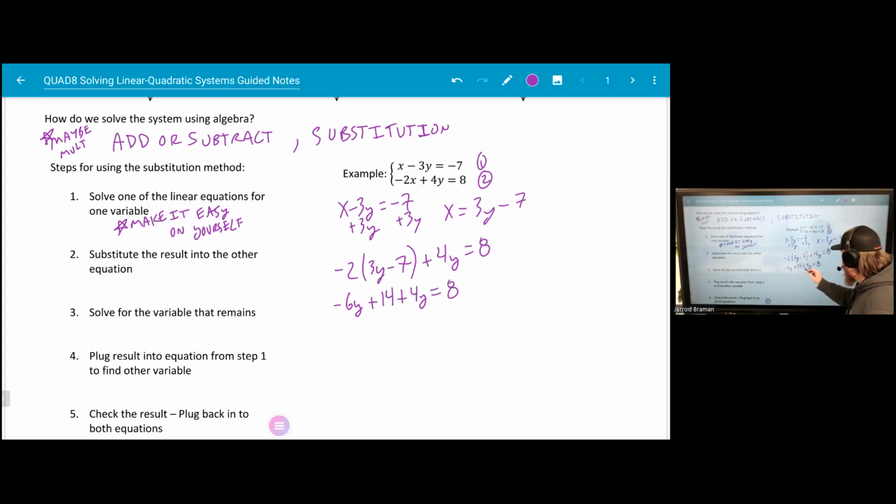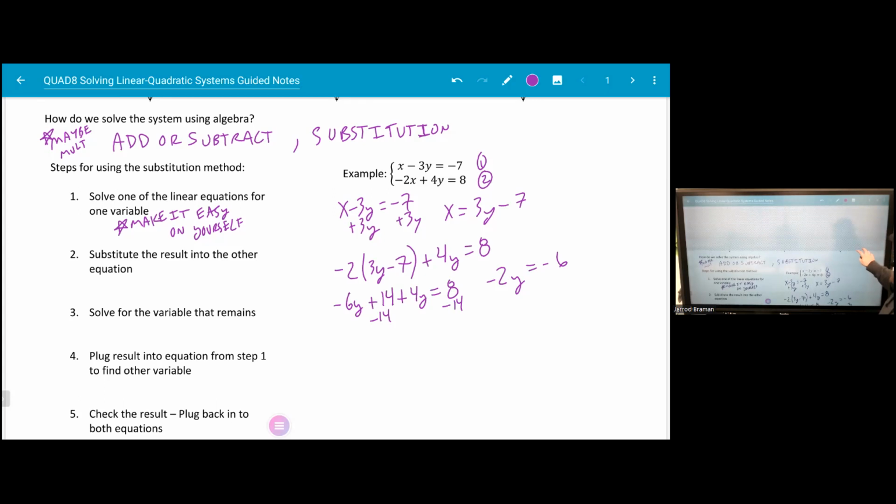I'm going to gather my like terms. I've got negative 6y and positive 4y, so negative 2y. I'm going to subtract 14 from both sides, equals negative 6. And to solve for y, I divide both sides by negative 2, and y equals 3.